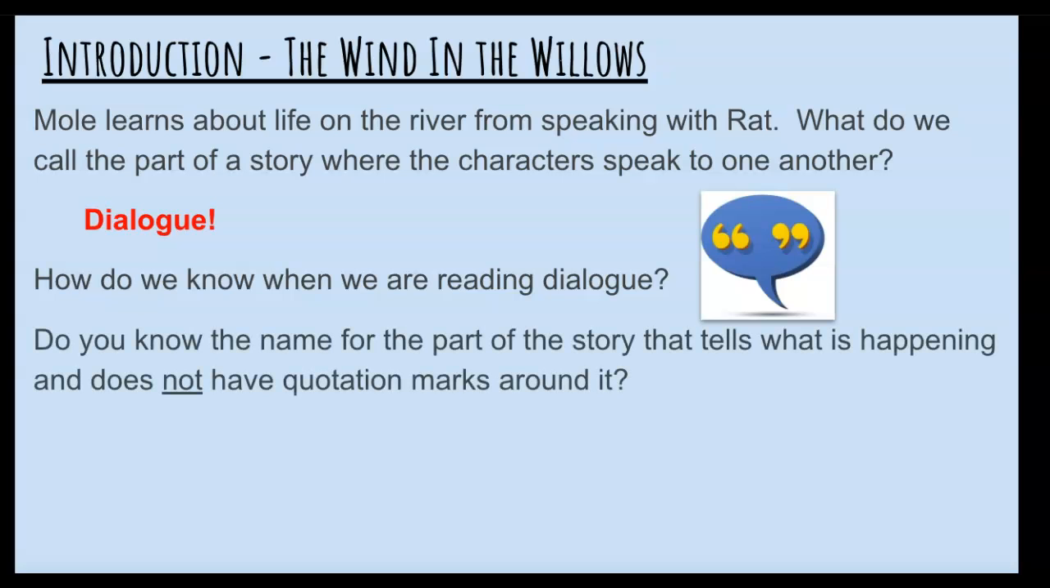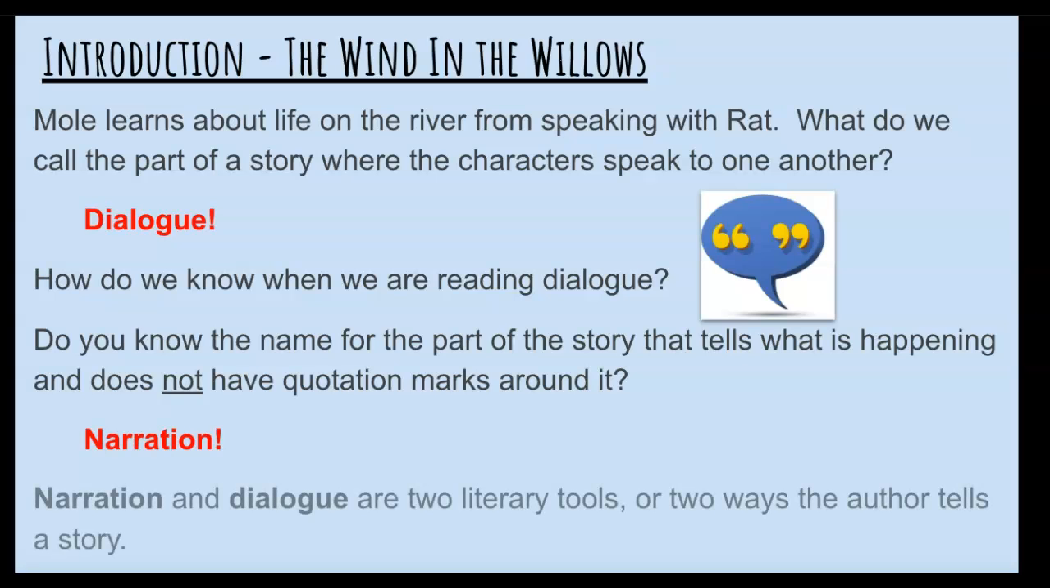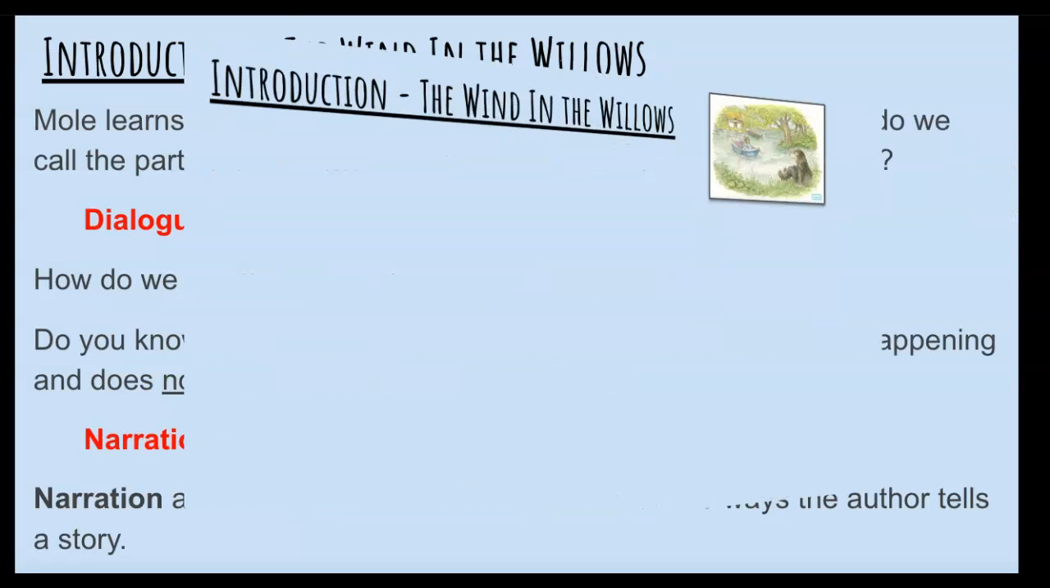Do you know the name for the part of the story that tells what is happening and does not have quotation marks around it? That is called narration. Everybody say narration. Narration and dialogue are two literary tools or two ways that the author tells a story. So narration, the author tells a story without the characters talking. Dialogue is a way we tell the story and show that characters are talking.